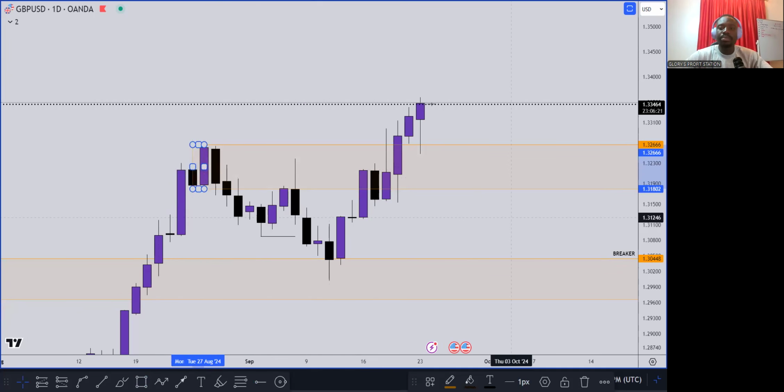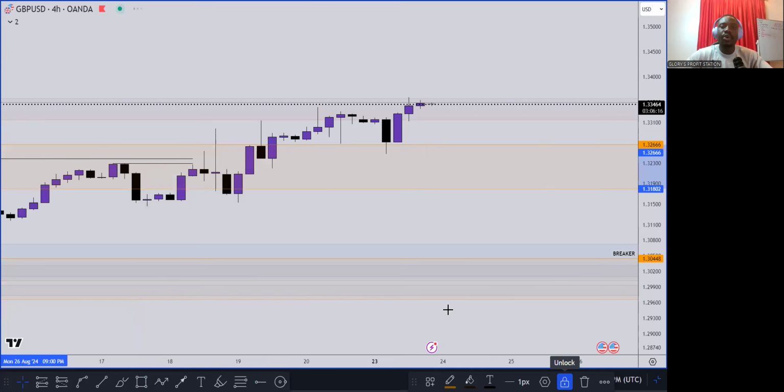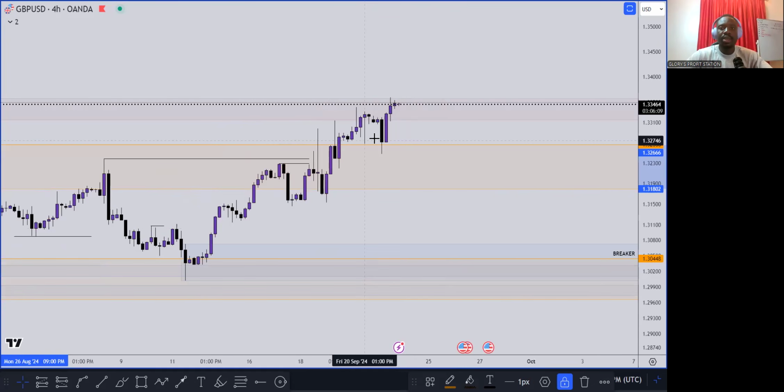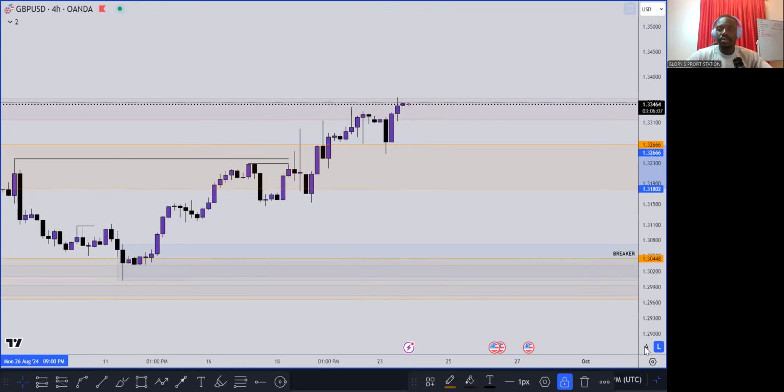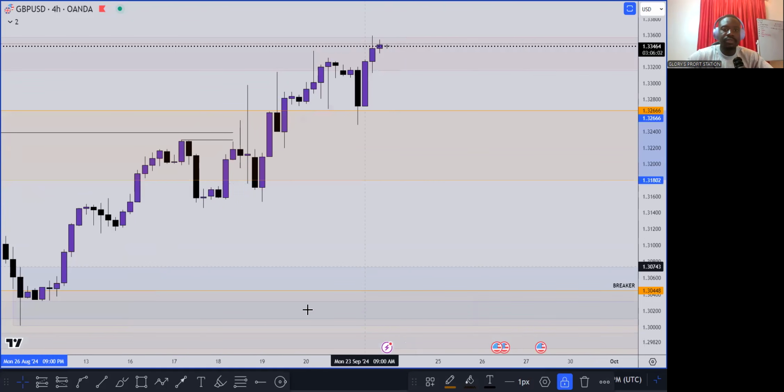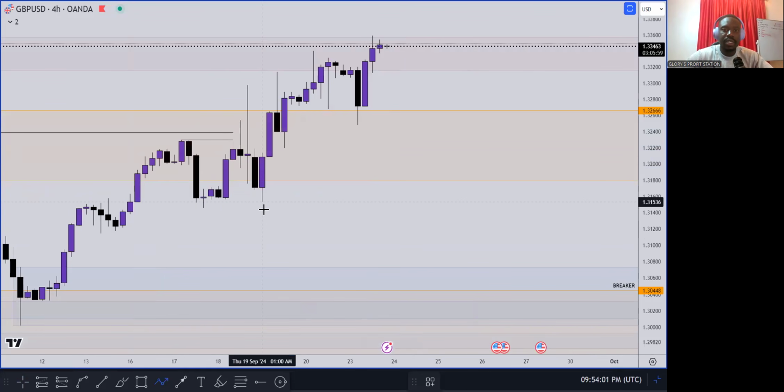Now, once that breaker level has been established, we can now move to the 4-hour time frame to see if there is actually a 4-hour order block that we can trade from. Now, looking at the structure of this market on the 4-hour time frame, what do we see? We can see that we have a low right here. We have this as a break of structure, breaking this high.